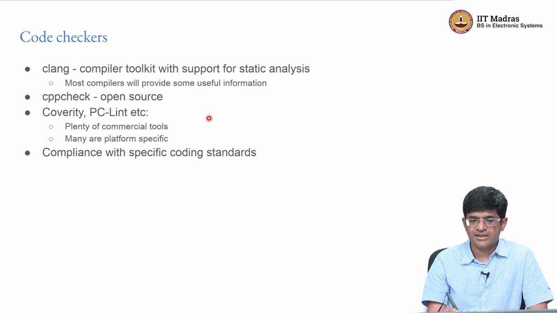So there are code checkers. I already showed you an example with Clang, a compiler toolkit with support for static analysis. There is another open source tool like this called cppcheck, which does a good job of checking for such things. There are a number of commercial tools available, including Coverity, PC-lint and so on, some of which are platform specific. For example, if you have a specific type of ARM microcontroller, you might find that there are tools that work for that particular system or are provided by that particular vendor. In a lot of cases, these also take care of compliance with specific coding standards.